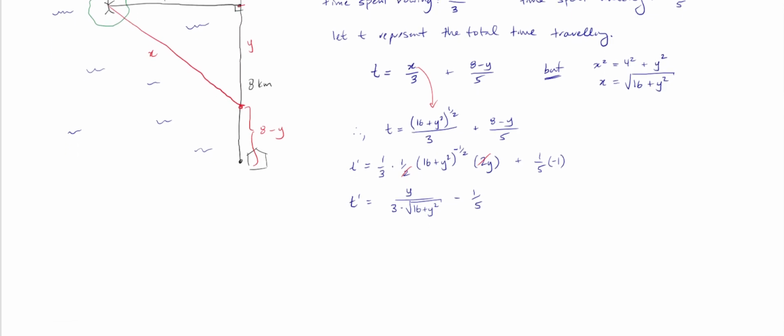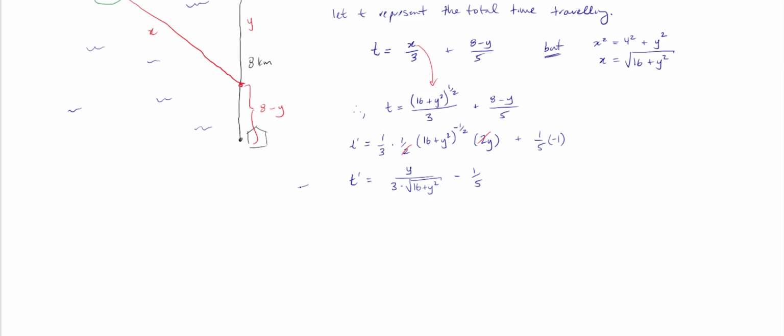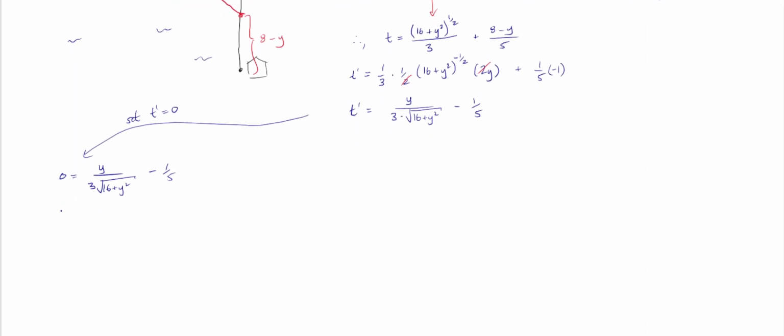There's a lot of work that needs to be done here. Remember, I need to set my first derivative equal to 0 to find the minimum. All right, so here we go. I'm going to set it equal to 0. 0 is equal to y over 3 square root of 16 plus y squared, right? And then minus 1 over 5. Okay, I'm going to bring the 1 over 5 to the other side. 1 over 5 is equal to y over 3 square root of 16 plus y squared.